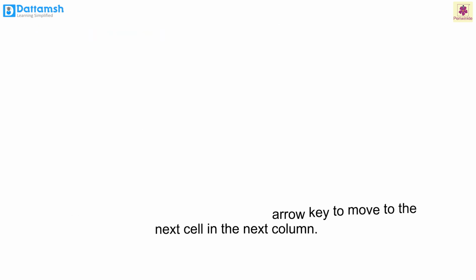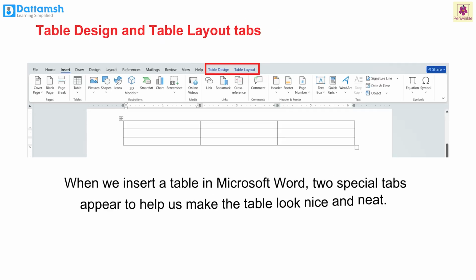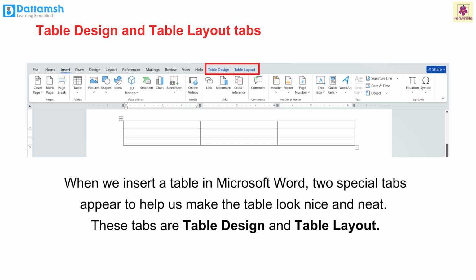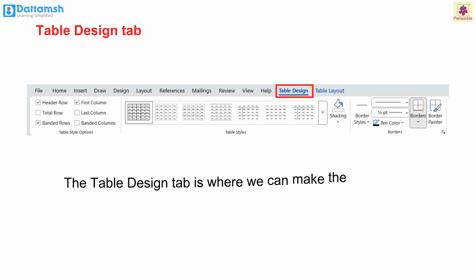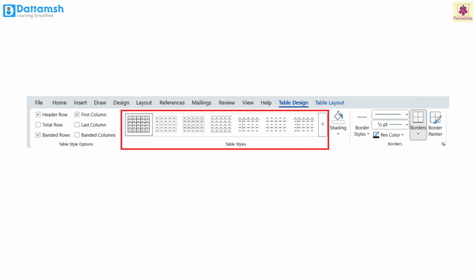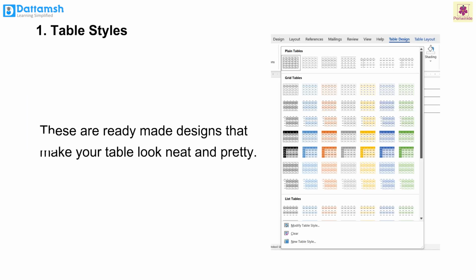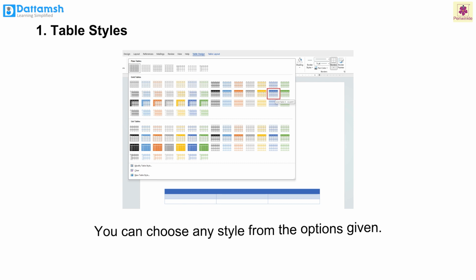You can use the tab key or the right arrow key to move to the next cell in the next column. When we insert a table in Microsoft Word, 2 special tabs appear to help us make the table look nice and neat. These tabs are Table Design and Table Layout. Table Design tab. The Table Design tab is where we can make the table look beautiful. These are ready-made designs that make your table look neat and pretty.